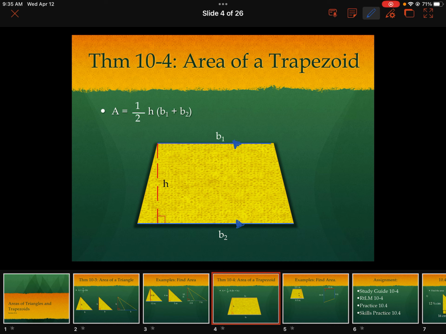We're just going to say in this section, if it looks like a trapezoid, we're going to call it a trapezoid. In a lot of the sections, they're going to tell you right in the directions that the shape is a trapezoid. Okay, well, trapezoids have two bases.